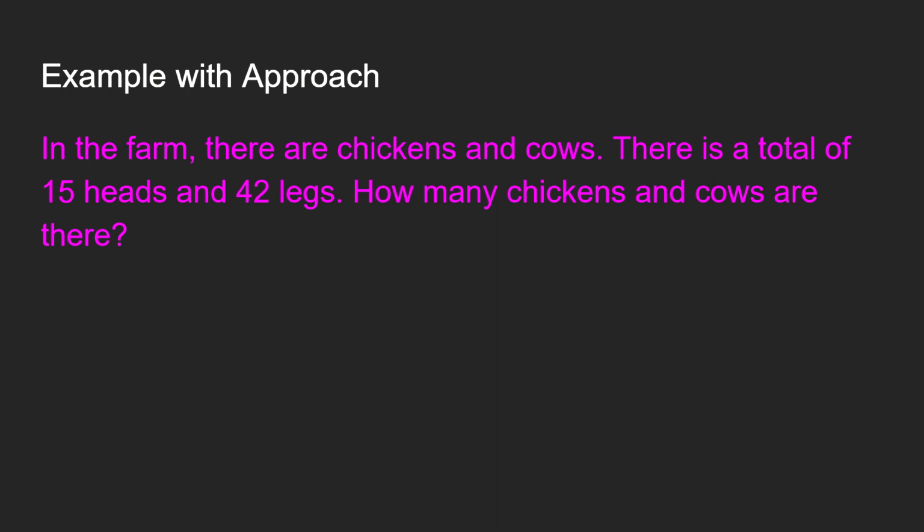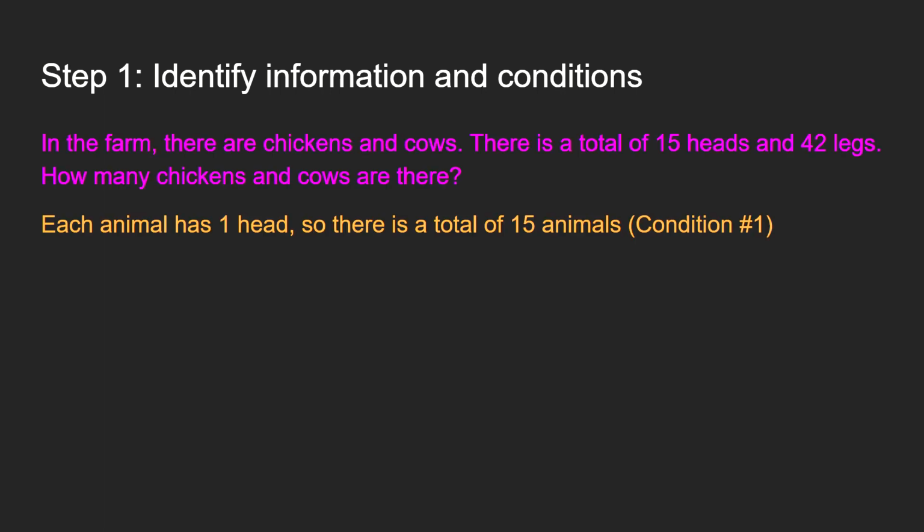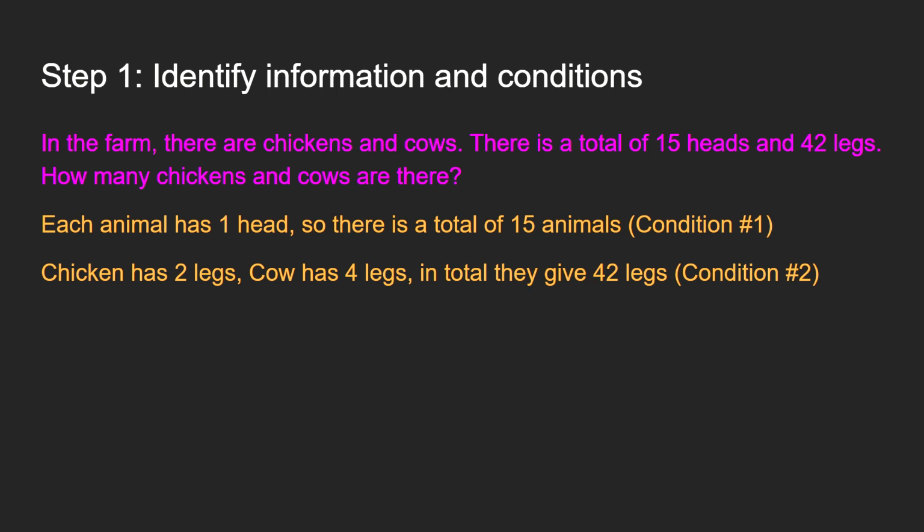The same example as guess and check actually, and we can go and solve the question. In the farm there are chickens and cows. There's a total of 15 heads and 42 legs. So how many chickens and cows are there? First, what we need to do is identify information and conditions, just like guess and check. We need these conditions to determine the plan for our approach. So again, an analysis: each animal has 1 head, so there's a total of 15 animals. And chicken has 2 legs, cow has 4 legs. In total, they give 42 legs.